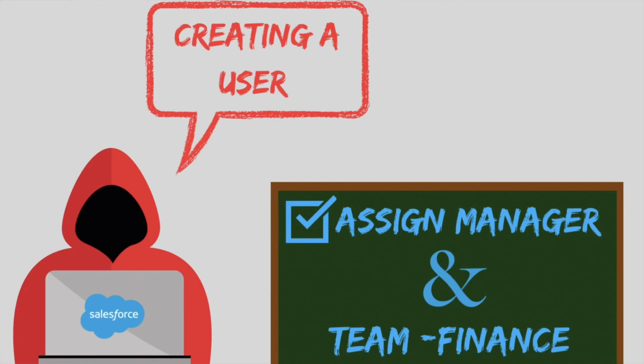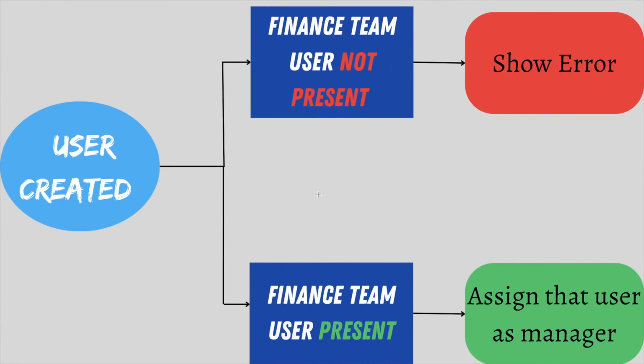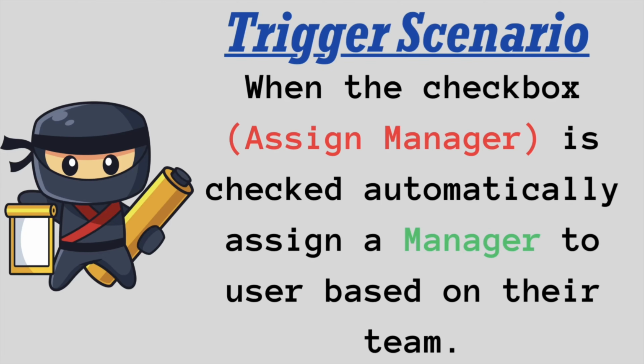Let's say there is a user and he creates another user with the Assign Manager checkbox checked and with the Finance value in the Team picklist field. Now there will be two conditions. First, if there is no user of the Finance team present, then in that case we need to show an error. But if there is a user of the Finance team present, then we need to assign that user as manager to the user which is being created. So this is what we are going to do today.